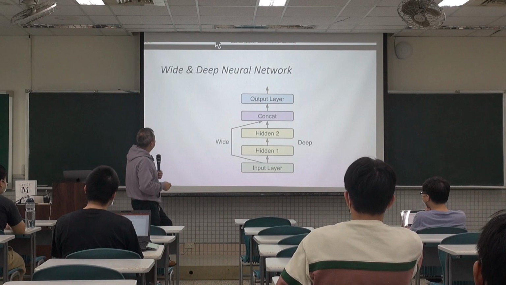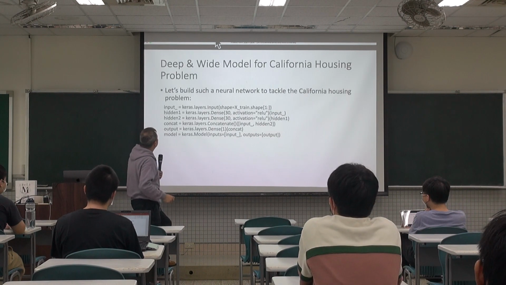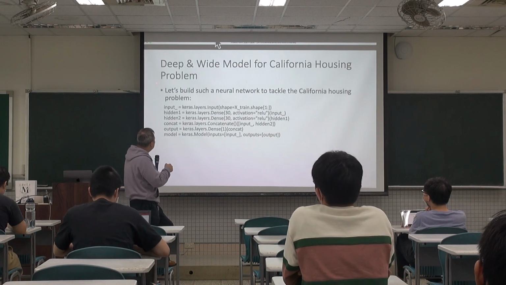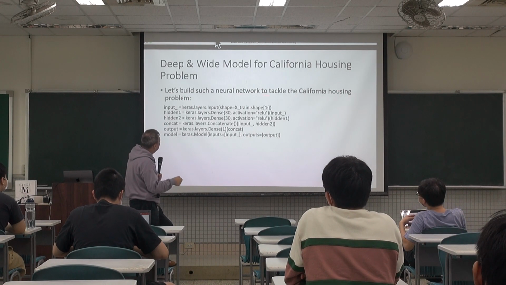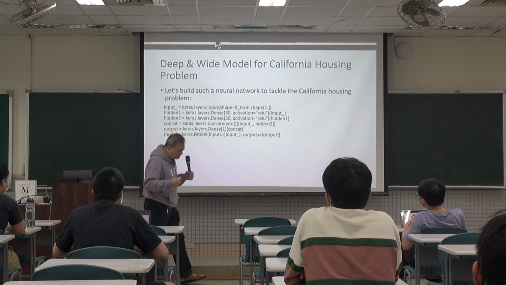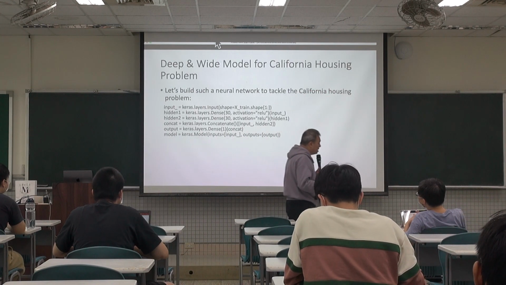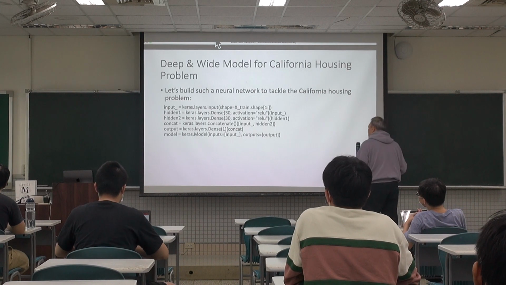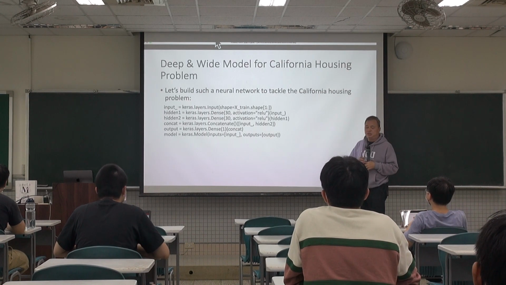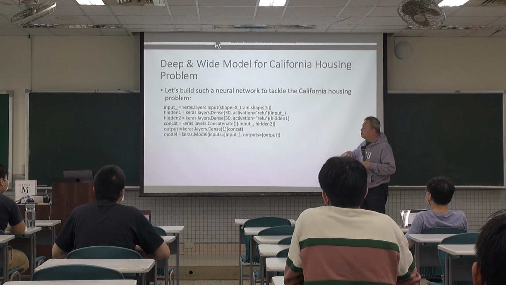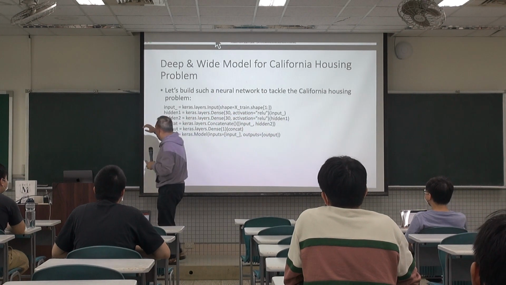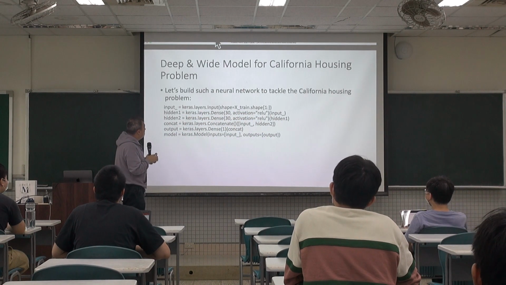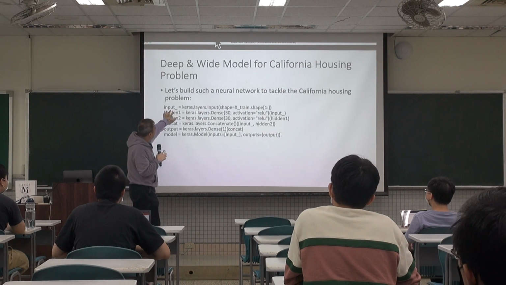We can use what we call the functional API. So let's assume this model is for the California housing problem, the same problem that we just mentioned. That is a regression model, right? So here you can see how the functional API works. Input equal to this one.